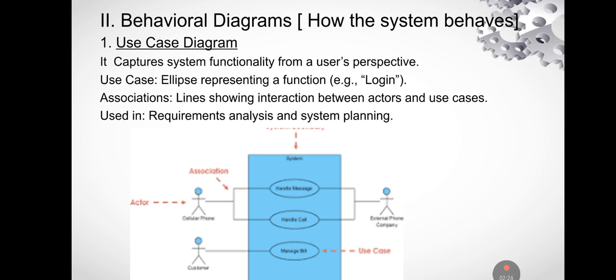First, let's discuss the use case diagram. It captures the system functionality from the user's perspective. A use case is an ellipse representing a function, and the associations are lines showing interactions between actors and the use cases. It is used in requirements analysis and system planning.